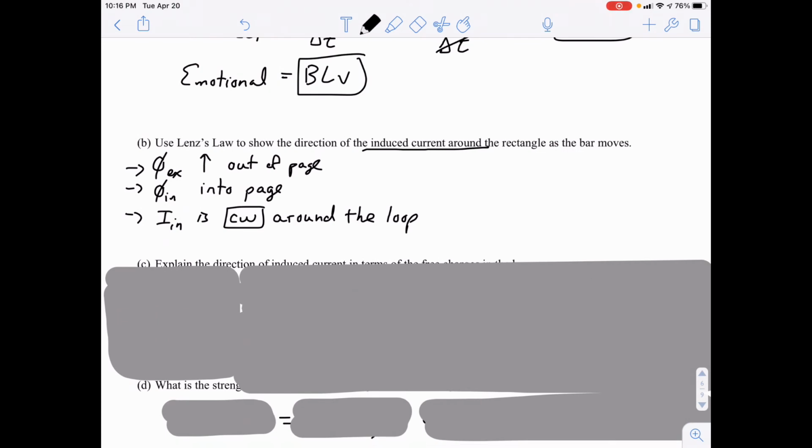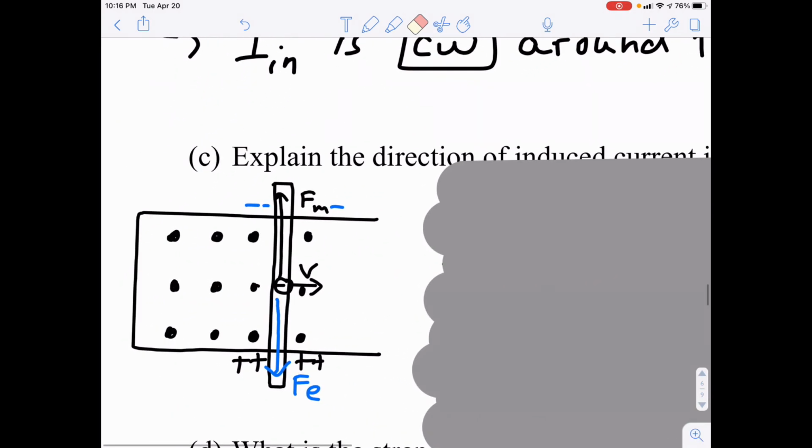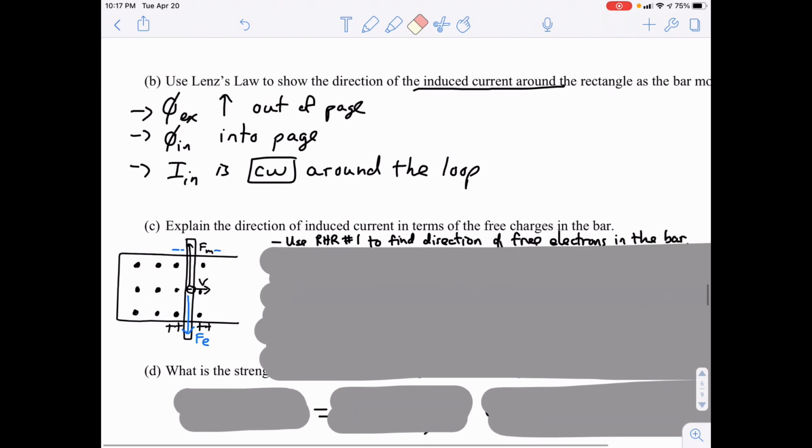In part C, explain the direction of induced current in terms of free charges in the bar. So this is kind of another way to look at it. Let's take a look at a picture. So we have a bar, and as we apply the force to move the bar to the right, something begins to happen. If we use right-hand rule number 1, you put your fingers coming out of the page. You put your thumb in the direction of the velocity of the bar, which is to the right. So if your fingers are coming out of the page and your thumb is to the right, you can see your pencil tip is pointing straight upward.